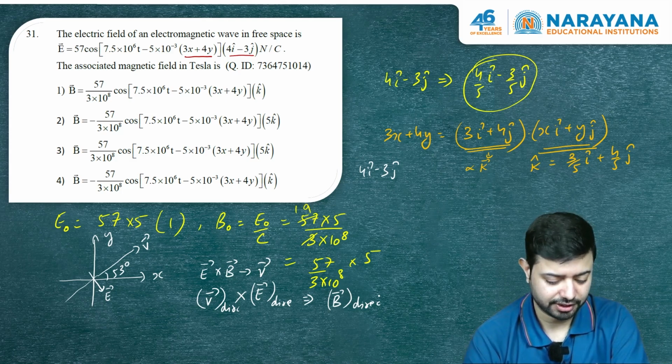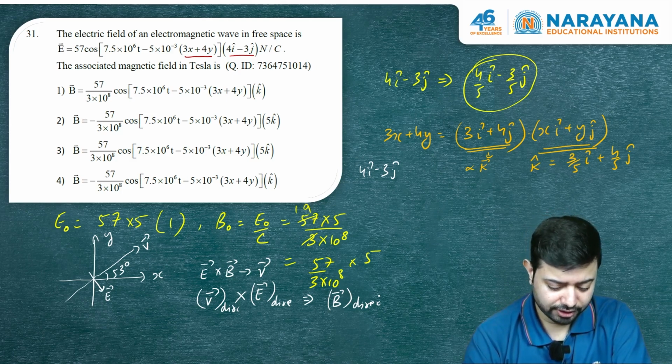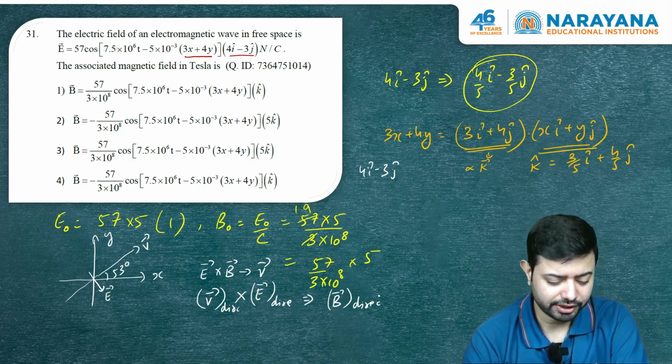It is minus k cap, correct. So, look here now, which option is going to match? Look at the first option. First option 57 by 3 into 10 to power 8, that is the amplitude, correct. And what is our amplitude? 57 into 5 upon 3 into 10 to power 8, not matching.